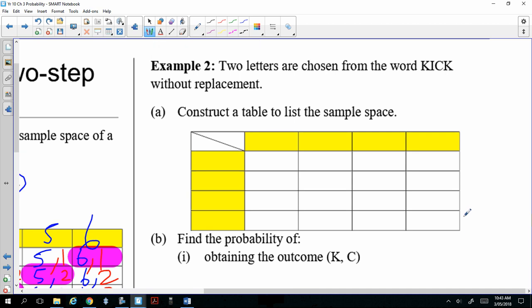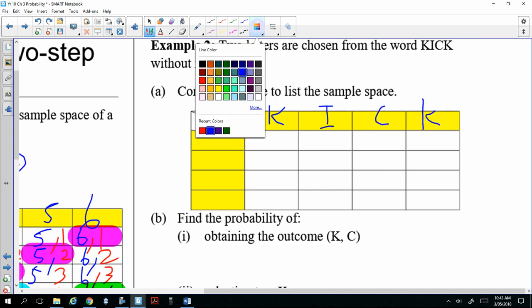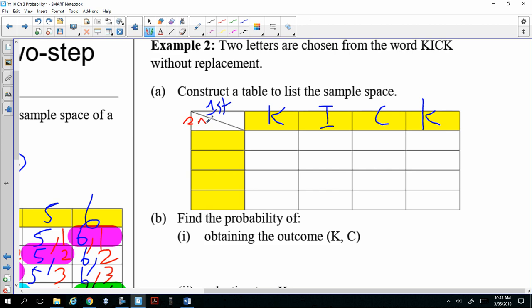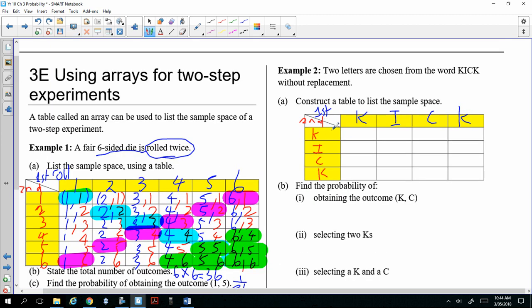So that means you could write it as the first letter, which can be any letter from the word kick: K, I, or C, or K again. And the second letter, which I'll also write in red, can also be K, I, C, K. So that's what you do when you do 2 things. When you select 2 letters or roll a die twice, you draw a table like this, and the outcomes in the first and the second are exactly the same. So you just find all the possible pairs with the first letter and the second letter.